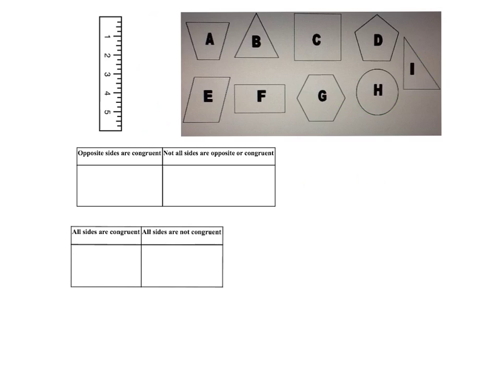We are going to be using two different tables here because it would make sense to do these at the same time. The top table says opposite sides are congruent and not all sides are opposite or congruent. So we're looking for two different things. So first, if not all sides are opposite or congruent, we can fit those into a category right now, right? So which ones have not all sides opposite or congruent? Well, obviously a triangle is not going to have all opposite sides. So we can automatically put B and I in that category here because they don't have opposite sides, right?